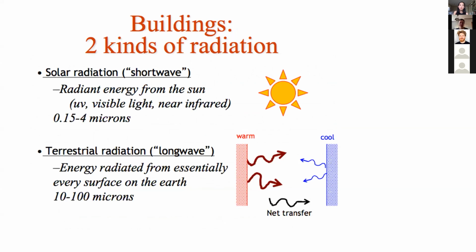So there are two types of radiation, solar radiation, which is short wave, and radiant energy from the sun. This includes UV, visible light, and near infrared. Secondly, there's terrestrial radiation, which is long wave, terrestrial Earth, or energy radiated from every surface on the Earth. And as it is with heat transfer, there's always a net transfer from warm to cool.